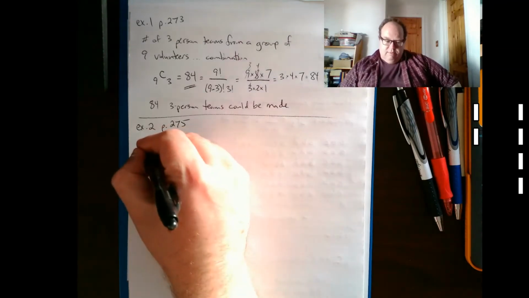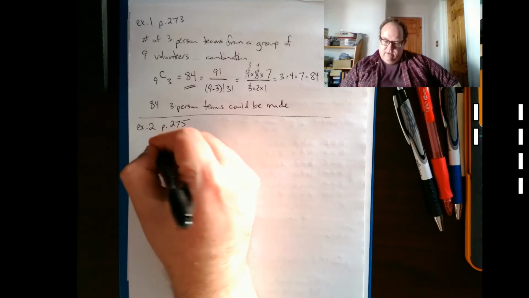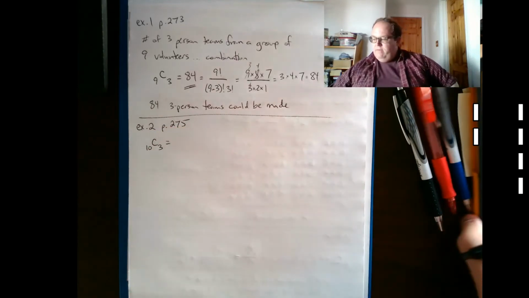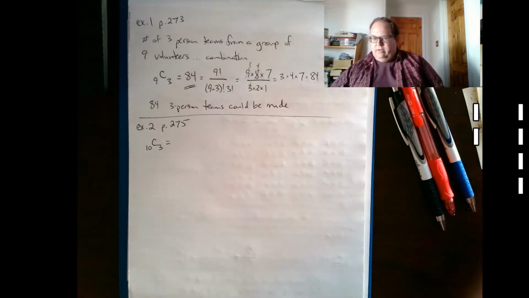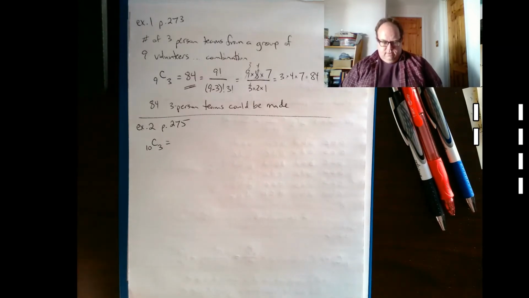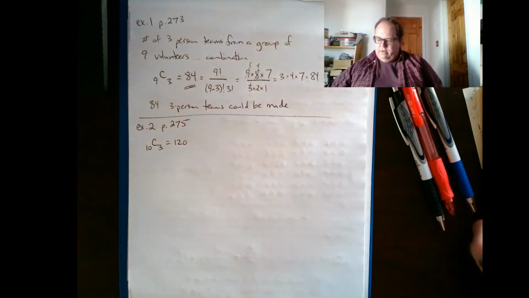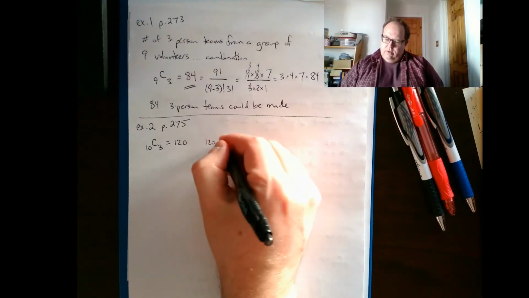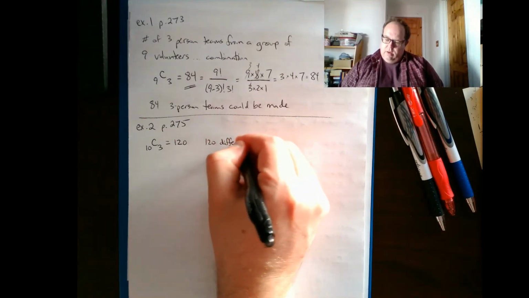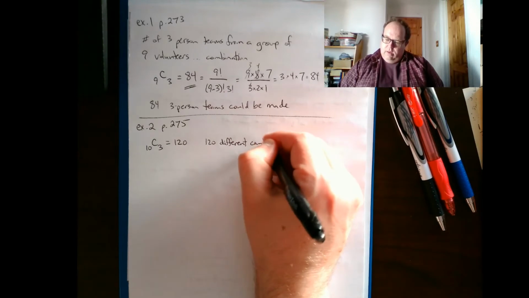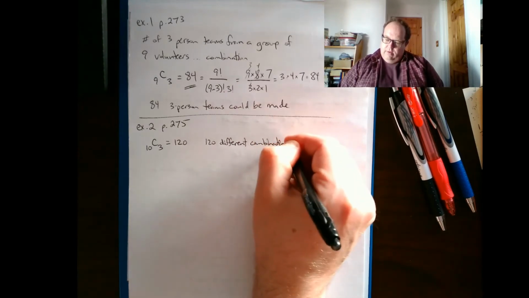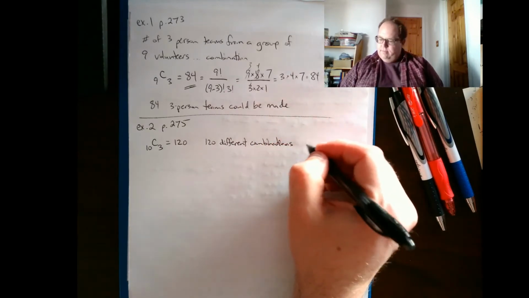So this is another combination question, and it'll be 10 choose 3. If I work that out on my handy dandy calculator, 10 choose 3 comes out to 120. And there are 120 different combinations for Danielle to choose from.